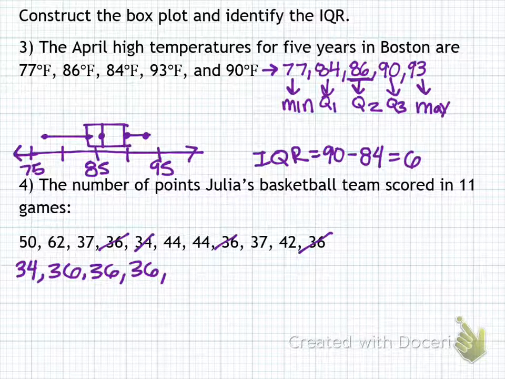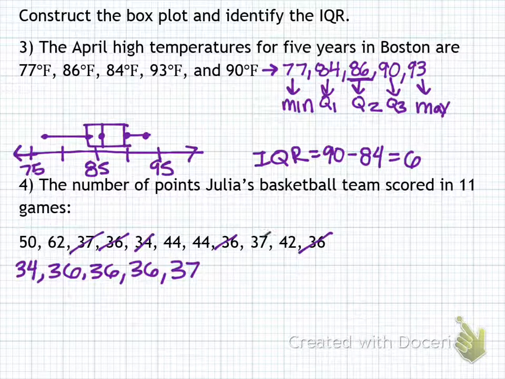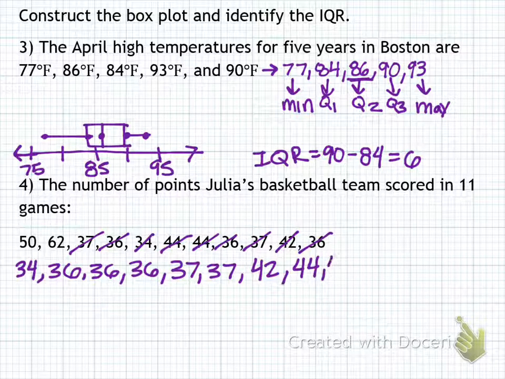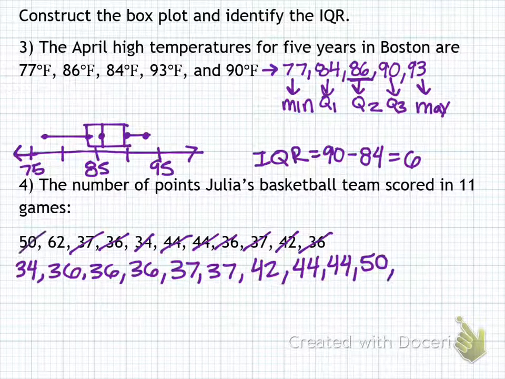37. Is there more than one 37? Yeah, there's 2, so let's get both of those. Okay, and then what's after that? 42. 44 twice, then 50, and 62.